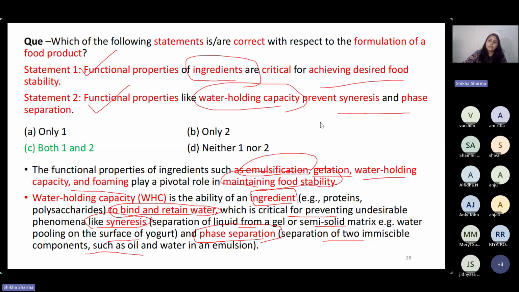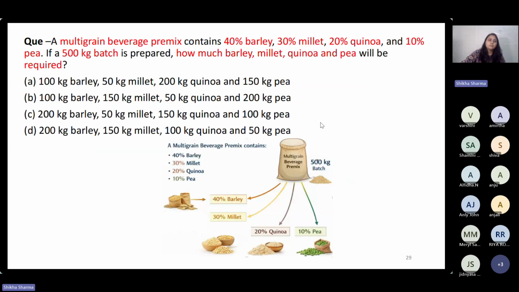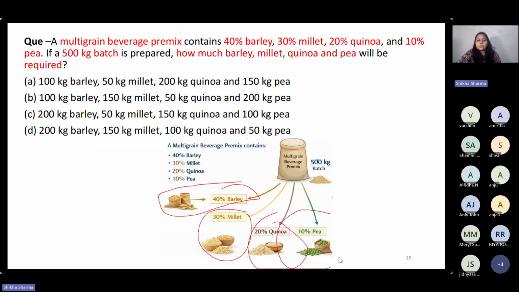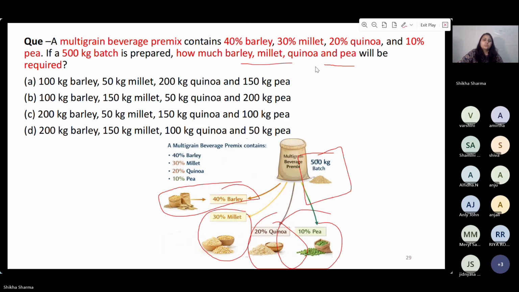the phase separation. Okay, let's solve this question. We have a multigrain beverage premix which contains 40% barley, 30% millet, 20% quinoa and 10% pea. The overall batch size is 500 kg. So how much barley, millet, quinoa and pea will we require? This is a very simple question. Please try to solve it.